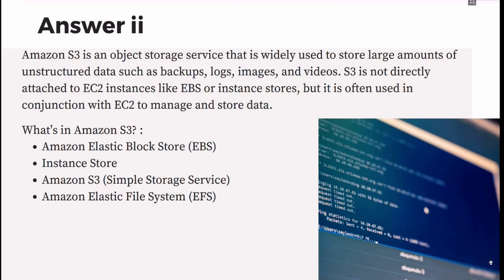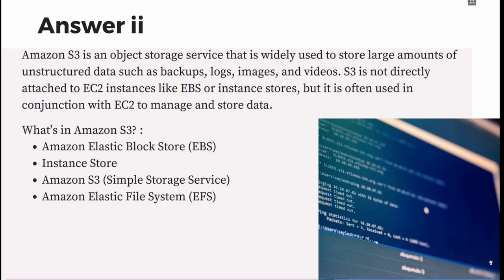So here is the answer for question number 2. Amazon S3 is an object storage service that is widely used to store large amounts of unstructured data such as backups, logs, images, and videos. S3 is not directly attached to an EC2 instance like EBS or instance stores, but it is often used in conjunction with EC2 to manage and store data.